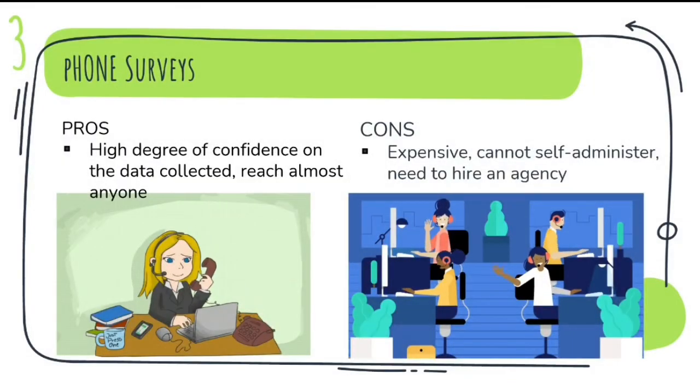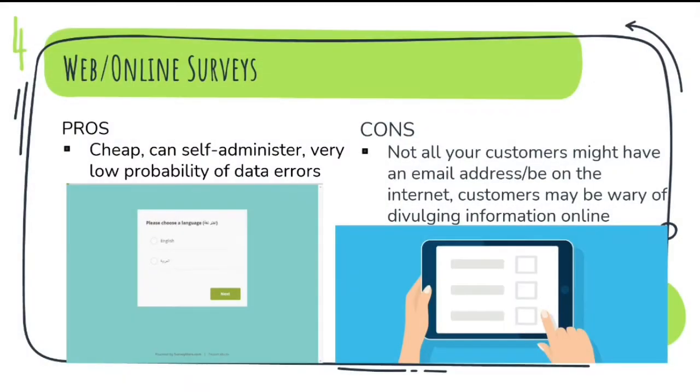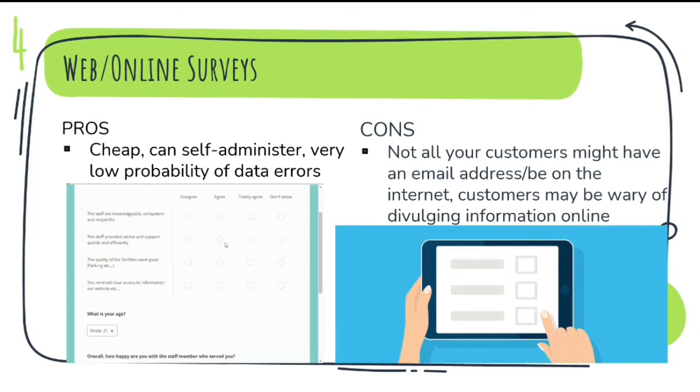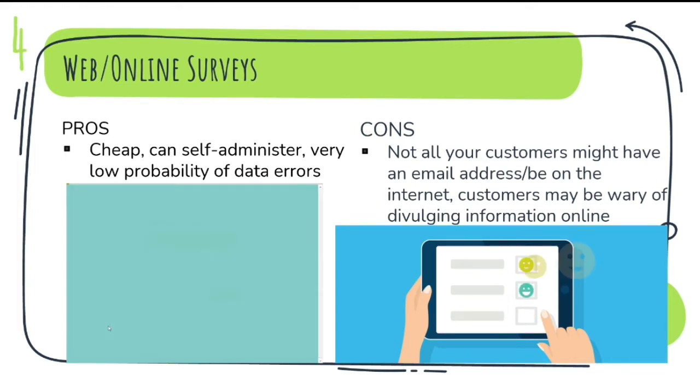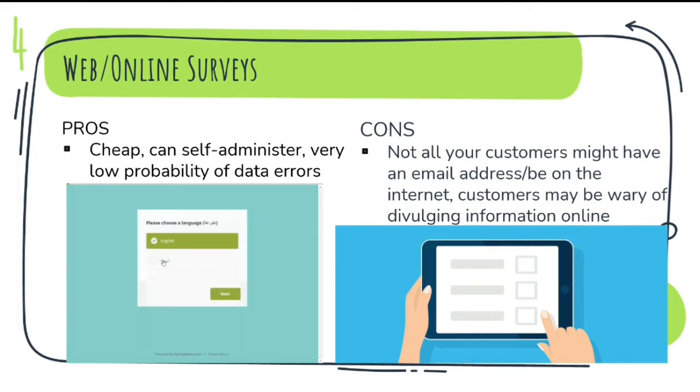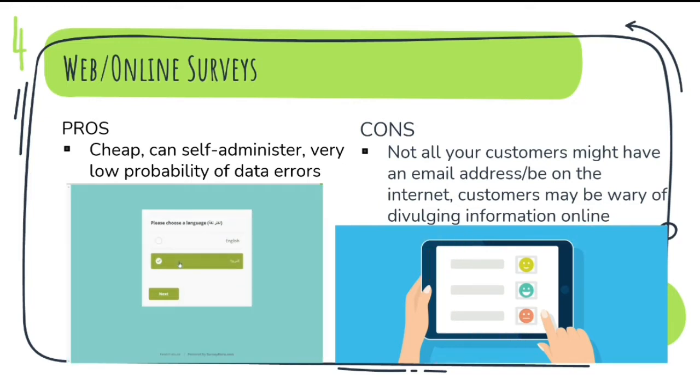Third, we have the phone surveys. Advantage, there is a high degree of confidence on the data collected and it can reach almost anyone. Then again, it is expensive and cannot be self-administered, so you need to hire an agency. Next, we have web or online surveys. Advantage is it's very cheap and it can be self-administered, and there is a very low probability of data errors. However, not all your customers might have an email address or internet connection. Customers may be wary of divulging information online.